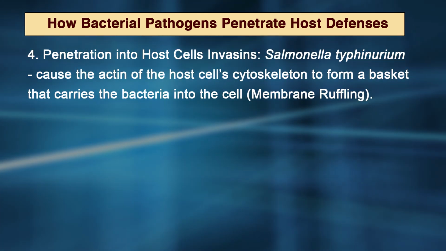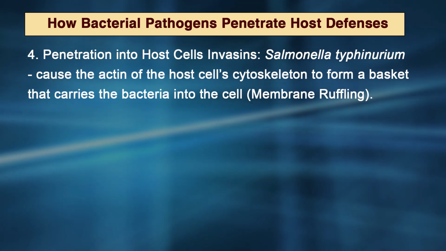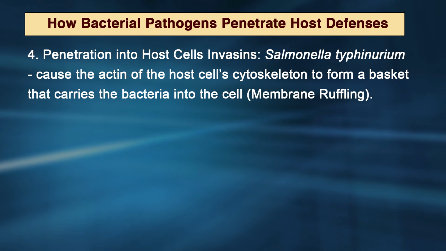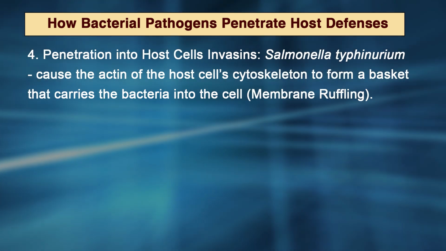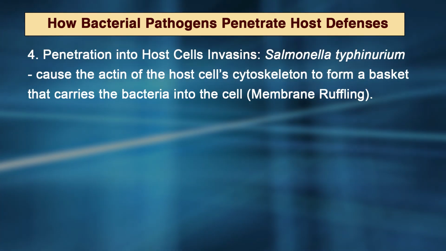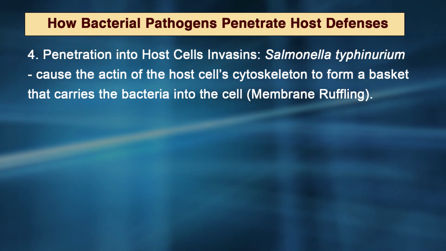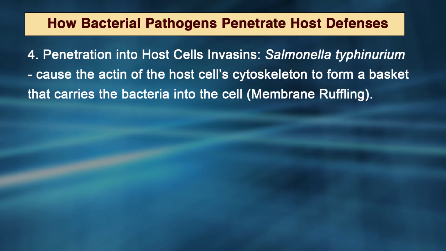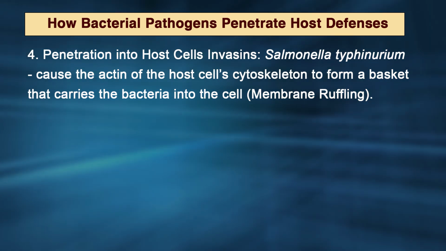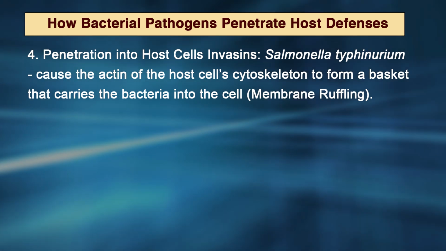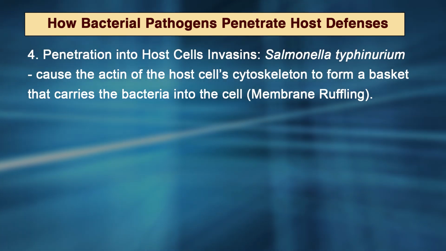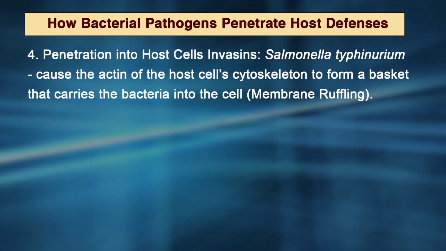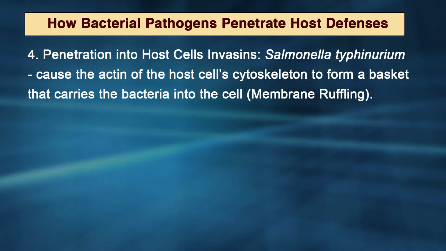Fourth step is the penetration into the host cell, invasion. Proteins expressed on the cell surface of various pathogens alter actin filaments of the host cell cytoskeleton, allowing microbes to enter cells. Salmonella typhimurium causes the actin of the host cell cytoskeleton to form a basket that carries the bacteria into the cell. This is also known as cell membrane ruffling.